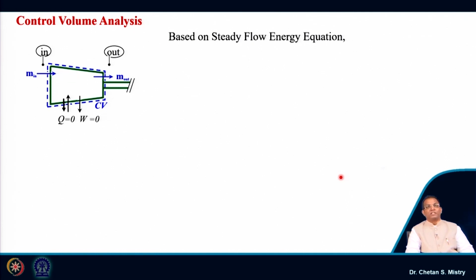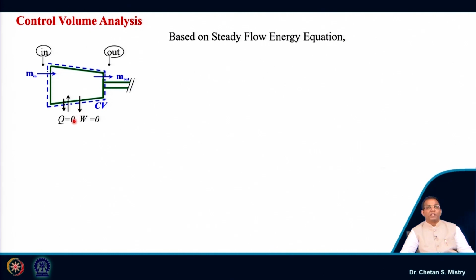Now, let us look at what we mean. Suppose I consider this to be one of the devices. It may be an engine device, maybe a compressor, maybe a turbine, or maybe a combustion chamber. For that, from our first law of thermodynamics we have learned the important equation called the steady flow energy equation. Here I am representing this as my inlet and this is my outlet.